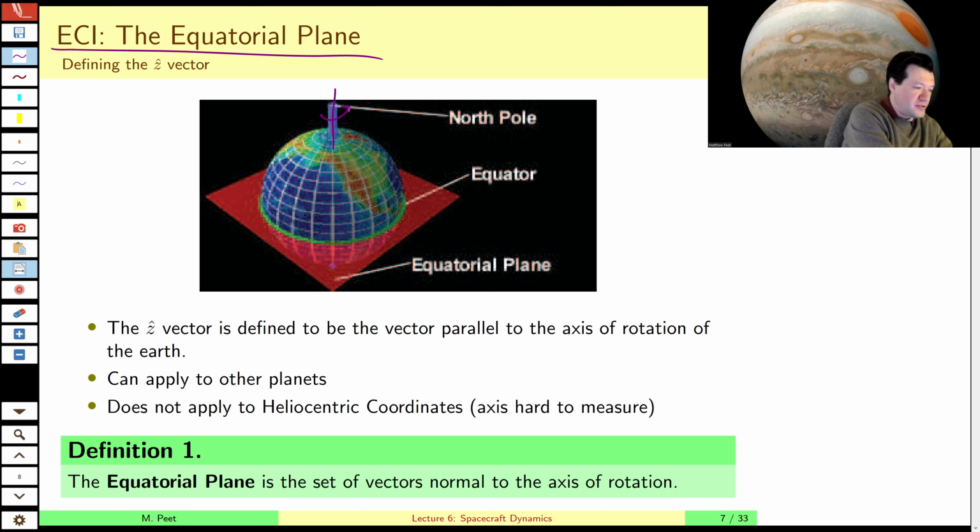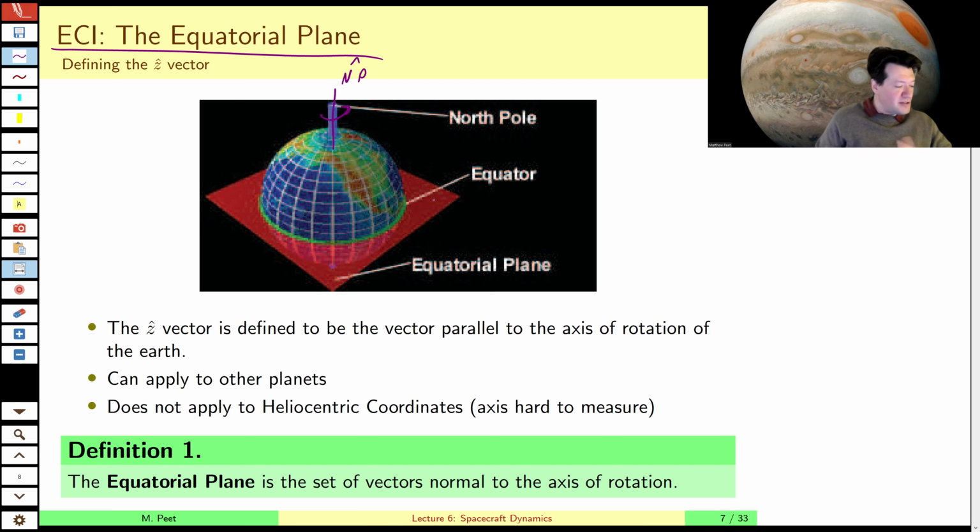Right? So the North Pole is the rotation axis of the Earth. And so the equator, well, there would be no equator if we didn't have a rotation of the Earth. And so the equatorial plane is defined by the vectors perpendicular to the rotation vector of the Earth. So we call this North Pole, right? And we can make it a vector. And then the equatorial plane is all the vectors perpendicular to that measurable North Pole.